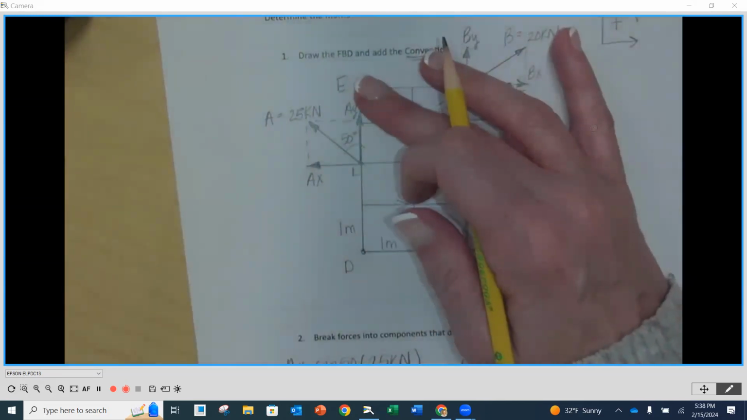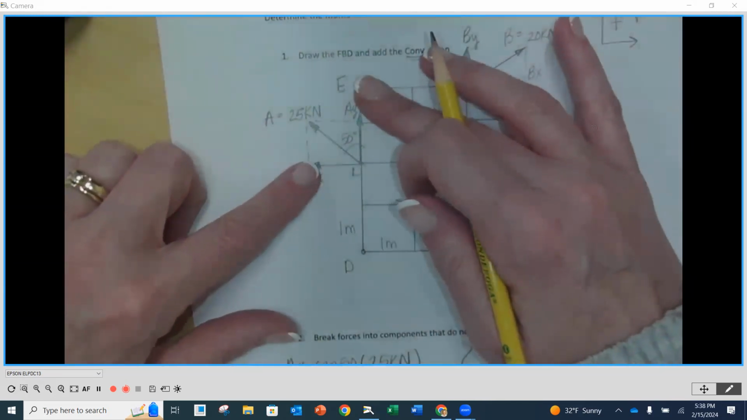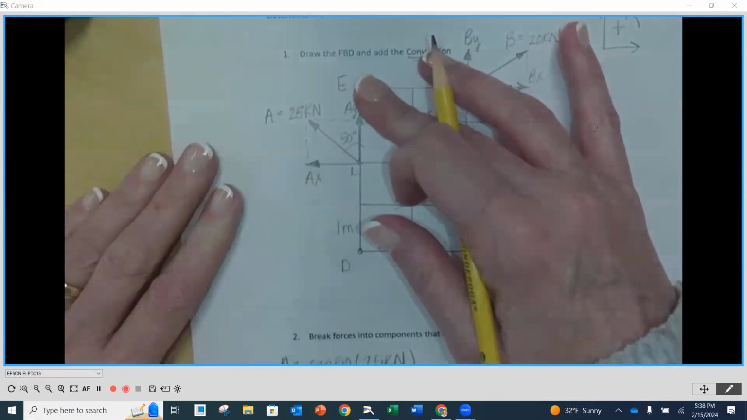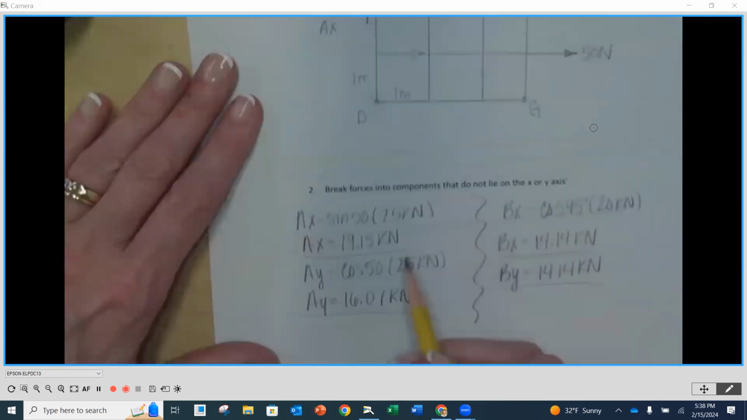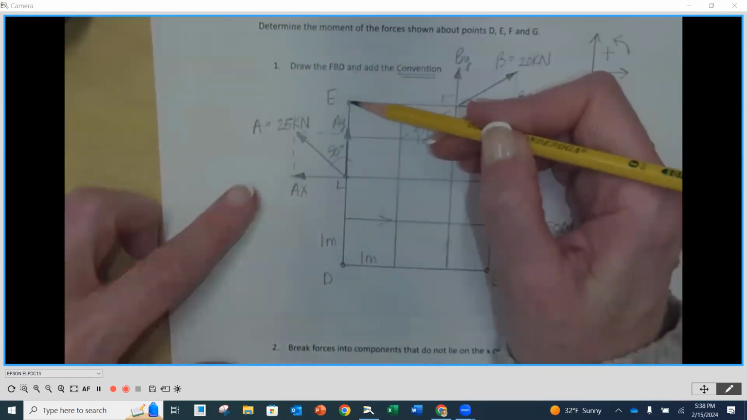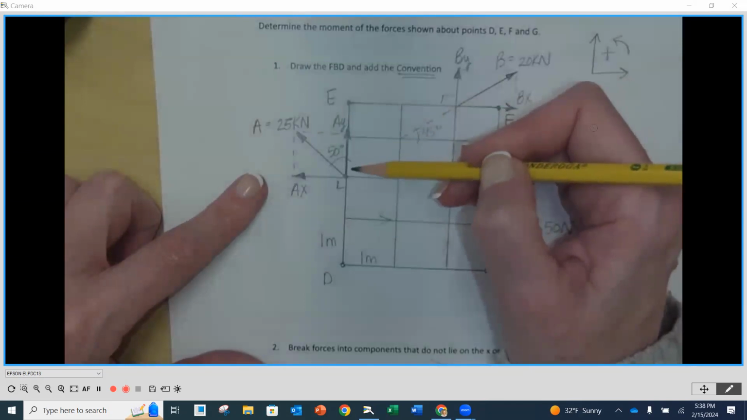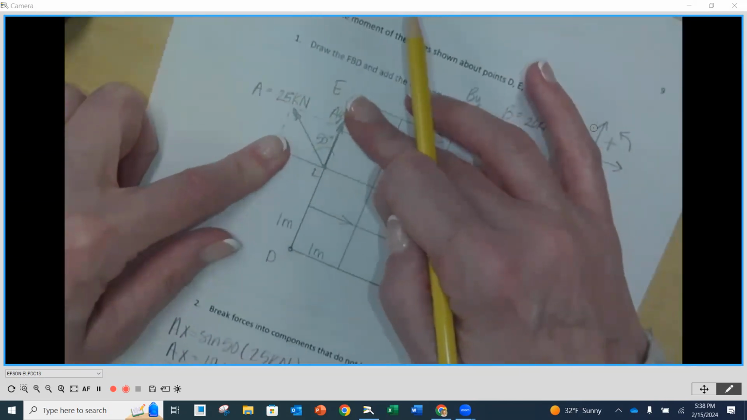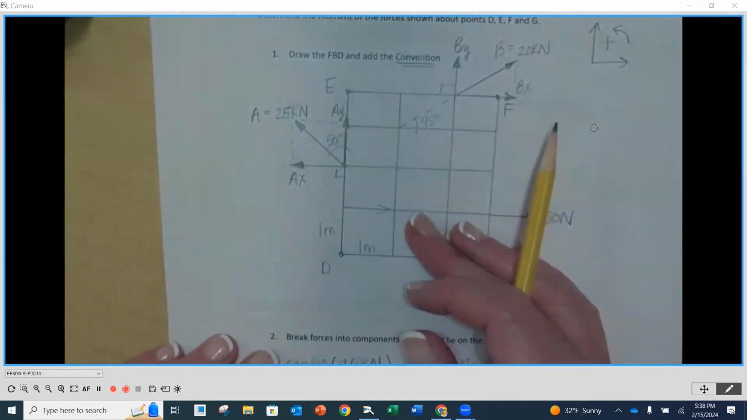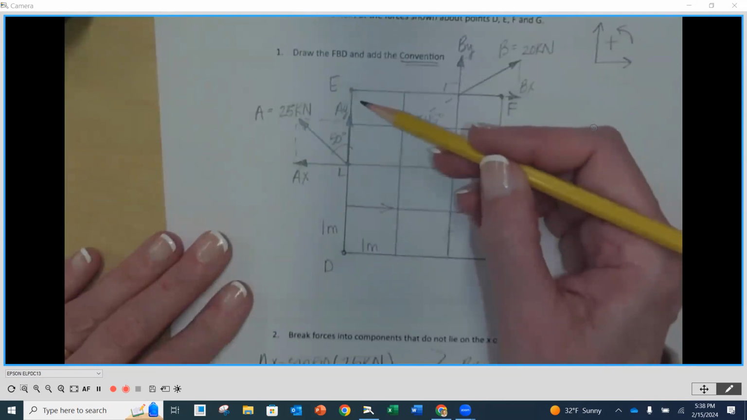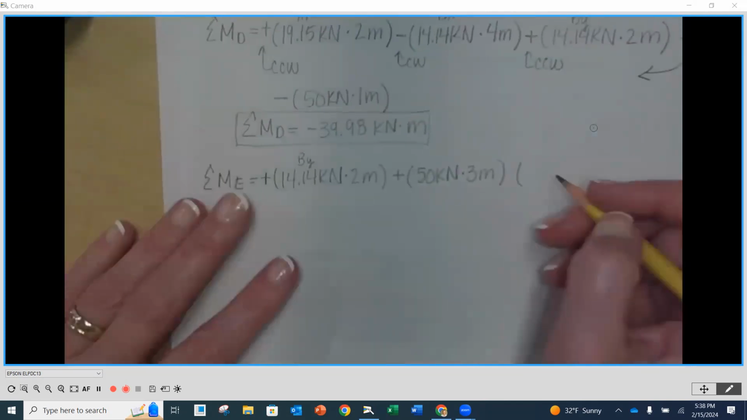Put our finger on E. We're going to pull in the direction of AX causes rotation. AX magnitude is 19.15 kilonewtons. Perpendicular distance from E, 2 meters. And then the direction of rotation, clockwise, it will be negative out front. So 19.15 times 2 and a negative out front.